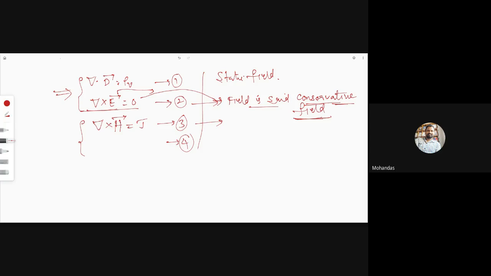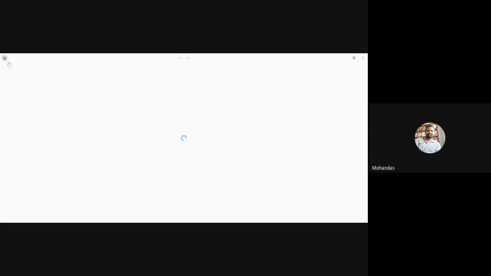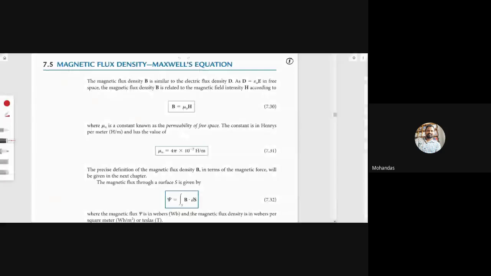Now let us see the fourth Maxwell equation here. To discuss this fourth Maxwell's equation, let me use these slides from Sadiku's textbook. We have to get the relation between magnetic flux density and Maxwell's equation here. And you know the relation between B, mu naught and H. We have already seen this.